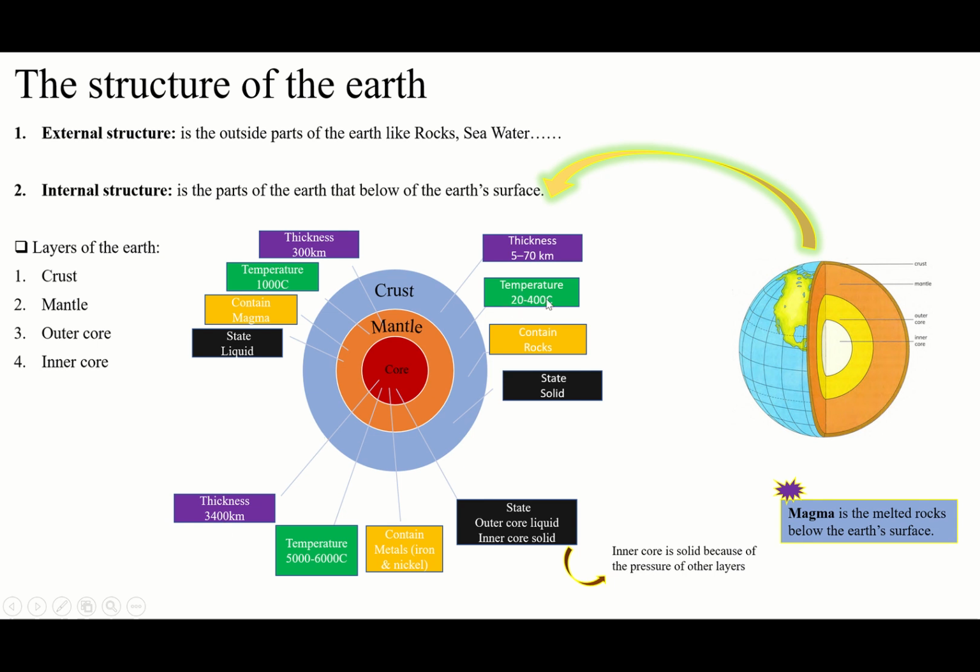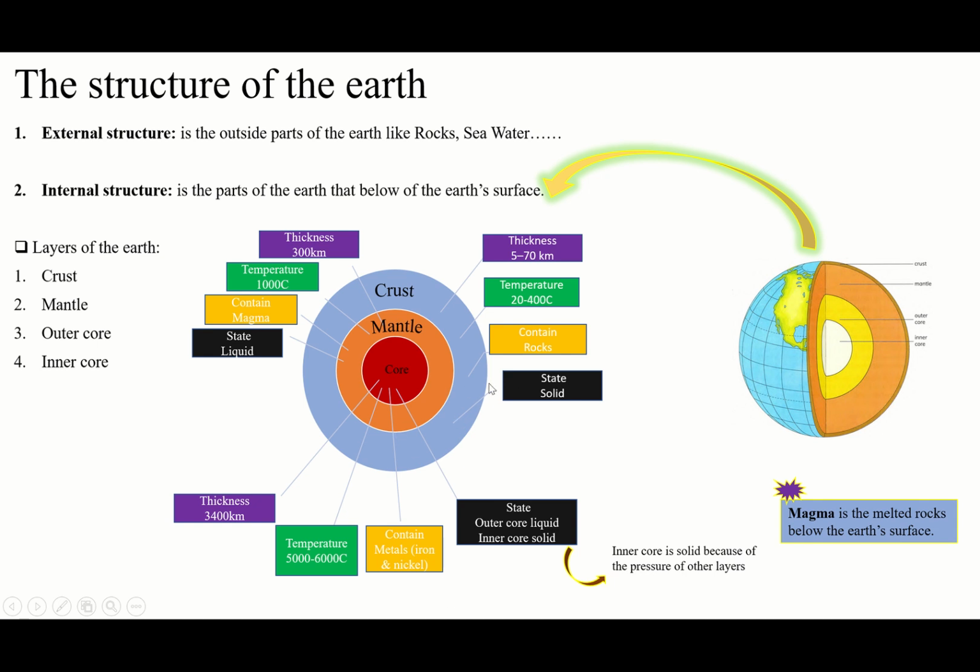And the temperature of the crust is 20 to 400 degrees Celsius. The temperature of the mantle is 1,000 degrees Celsius. The temperature of the core is 5 to 6,000 degrees Celsius. And also, what do they contain? The crust contains rocks. Of course, we have rocks outside. The mantle contains magma, we mentioned. And the core contains iron and nickel, these metals. These are some metals that are inside the core.